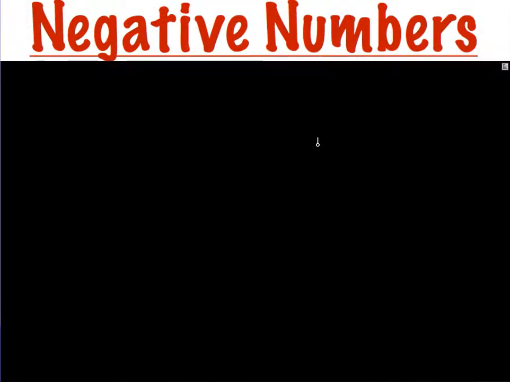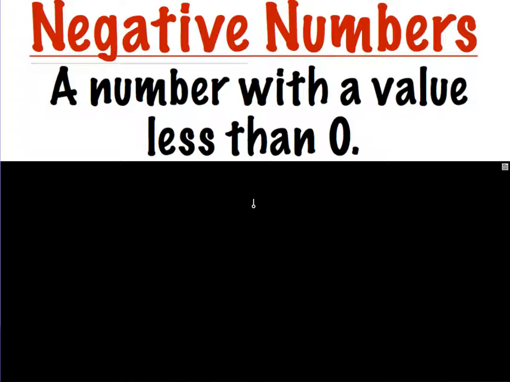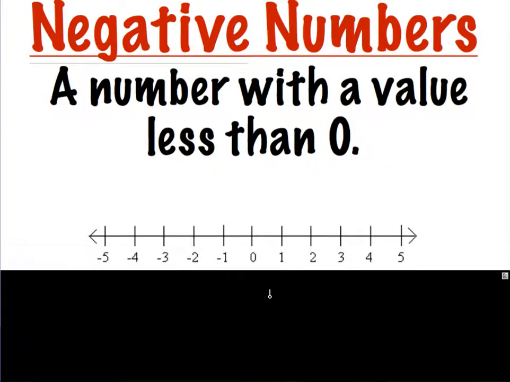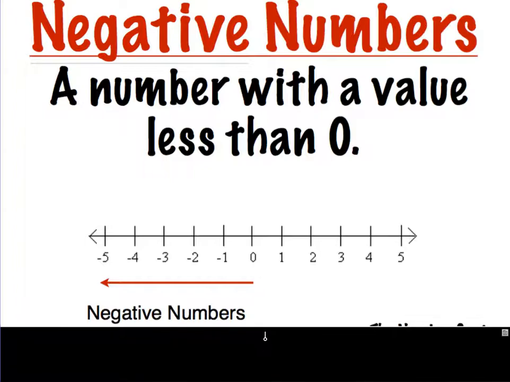Negative numbers. Well, negative is the opposite of positive, so negative numbers are numbers with a value less than 0. I know this is sometimes crazy to think about, but there are times where we have values that are less than 0. Think of temperature, especially here in Wisconsin when we have temperatures below 0. Those are negative numbers. On the number line, they are to the left or down.